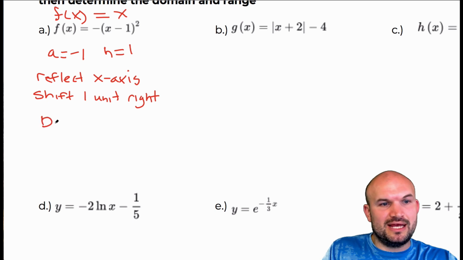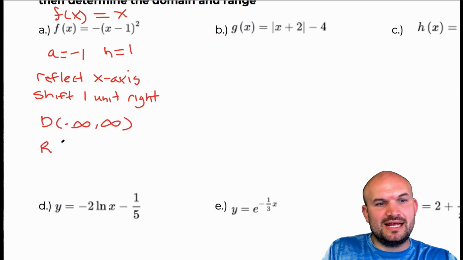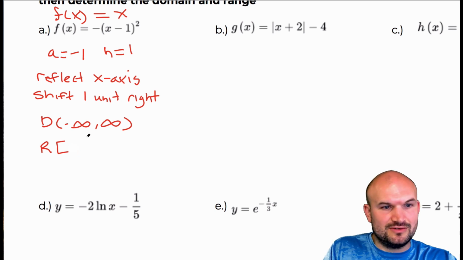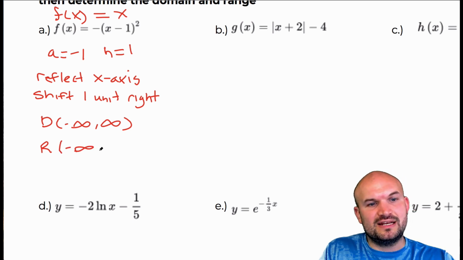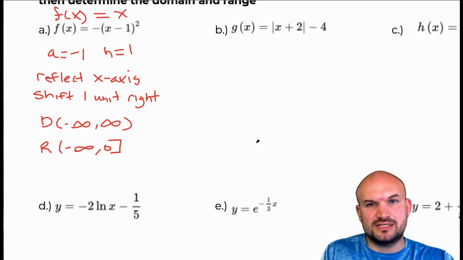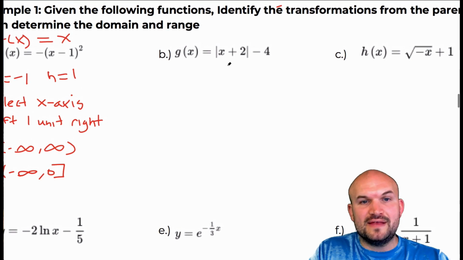So I'll just write domain is going to be from -infinity to infinity. And the range is going to be from 0. I'm sorry about that, I was going back to what the original range is. The range is going to be from -infinity to 0, where 0 is included. All right, next function, g of x.